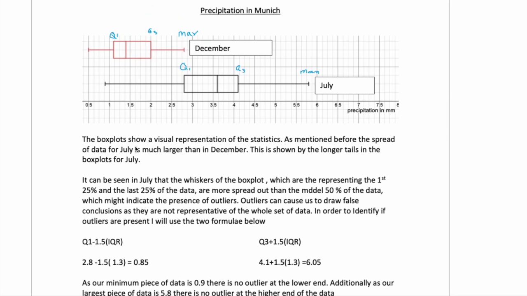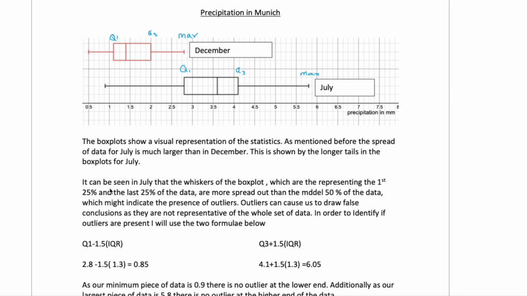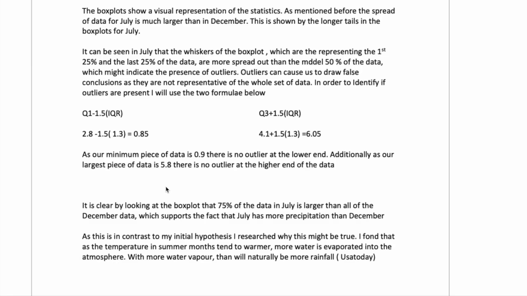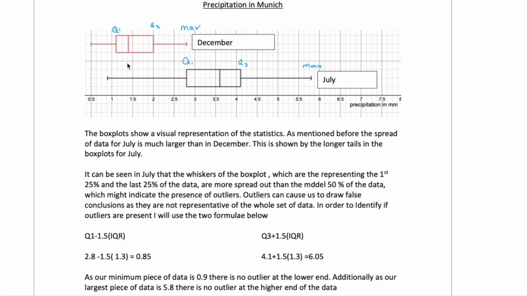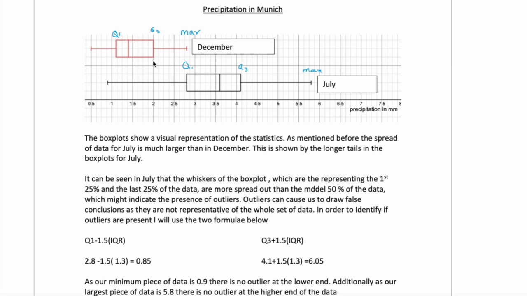Now you should be comparing data values. So it can be seen that the whiskers of the box plot represent the first 25% and the last 25%, which are more spread out than the middle 50% of the data, which indicates the presence of outliers. There may be some outliers here. I think we should be comparing some direct values, like let's talk about Q3 here. Q3 for December.